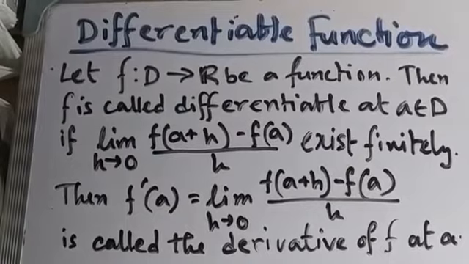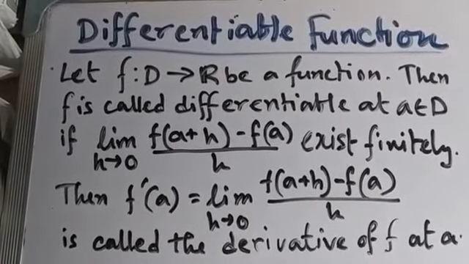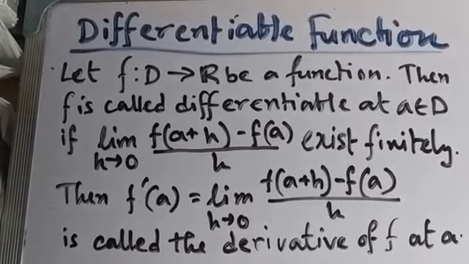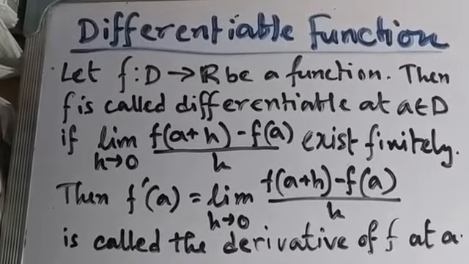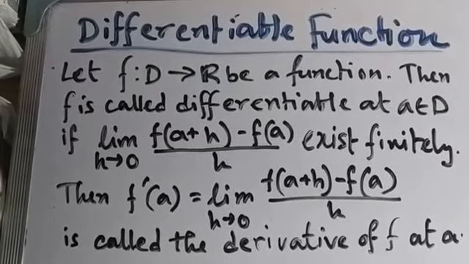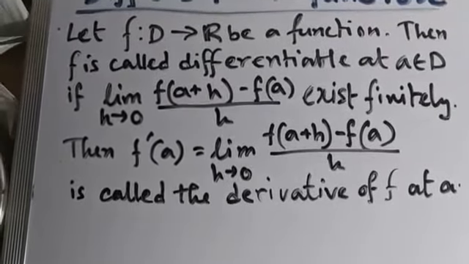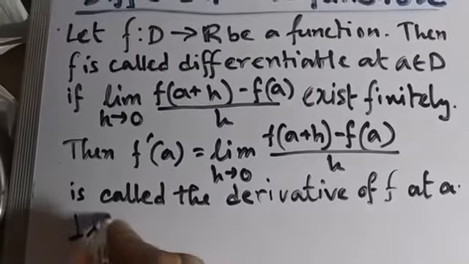Then f is called differentiable at some point a in the domain D if the limit of f of a plus h minus f of a by h exists finitely. Then the value of the limit is denoted by f dash a and is called the derivative of f at the point a. We also know that this is called the first principle of derivative.